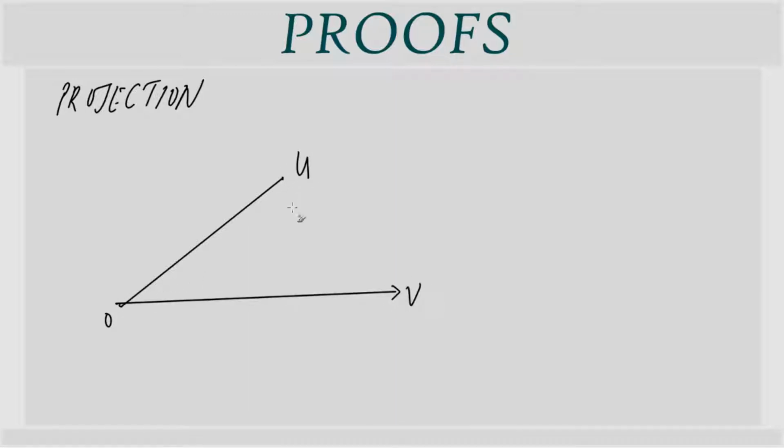Now that we know about the cross product and the scalar product, we can move on to projection, which is about two vectors. Now let's say we have 3 points: the origin, the point U, as well as the point V. We have two vectors U and V. Now the angle between them is theta.